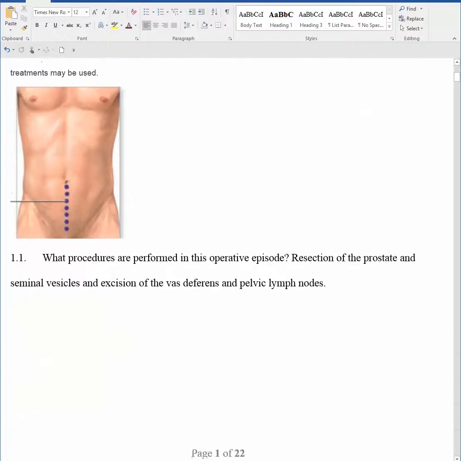In your textbook, they ask you some questions. What procedures are performed in this operative episode? The surgeon, or the urologist, is doing a resection of the prostate and the seminal vesicles and excision of the vas deferens and the pelvic lymph nodes.